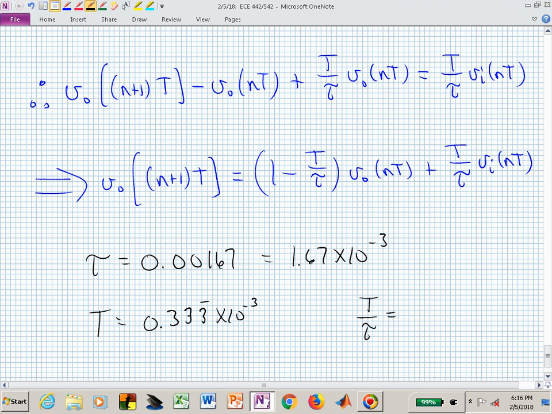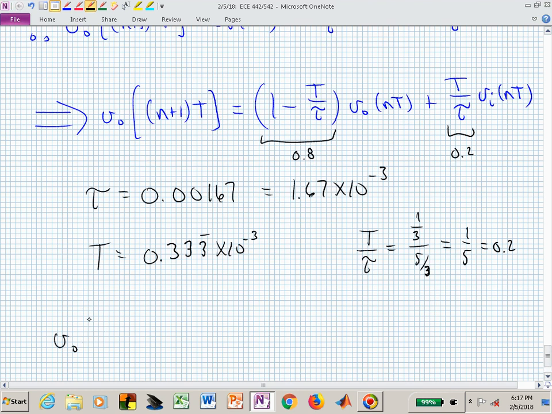So if you look at capital T over tau, the 10 to the minus 3's cancel, and we have 1.67, or that's 5/3, divided by 1/3. Is that right? I'm sorry, 1/3 divided by 5/3. We had the tau, which is 5/3, downstairs. Capital T is 1/3, so that we now have 1/5, or 0.2, for that ratio of capital T to tau. And 1 minus 0.2 is 0.8. And now we have a fairly clean difference equation.